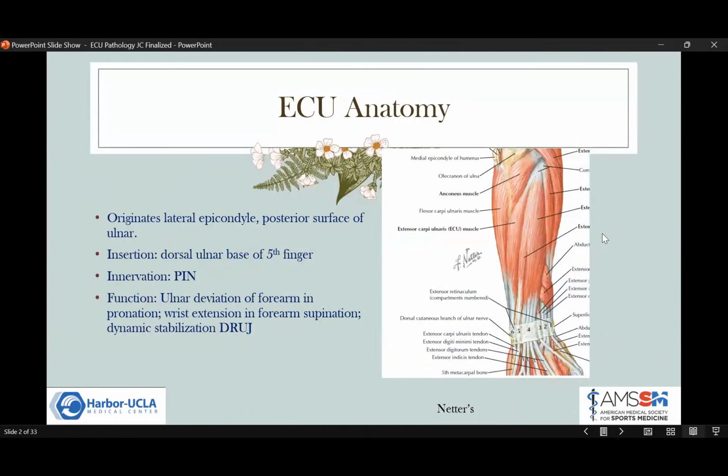All right, so a little bit of anatomy, the ECU anatomy. So this muscle originates at the lateral epicondyle as well as the posterior surface of the ulna. It inserts onto the dorsal base of the fifth finger and is innervated by the posterior interosseous nerve. When you have the forearm placed in pronation, it helps with ulnar deviation. And when the forearm's in supination, it helps with wrist extension. The ECU also provides dynamic stabilization to the dorsal-radial-ulnar joint.